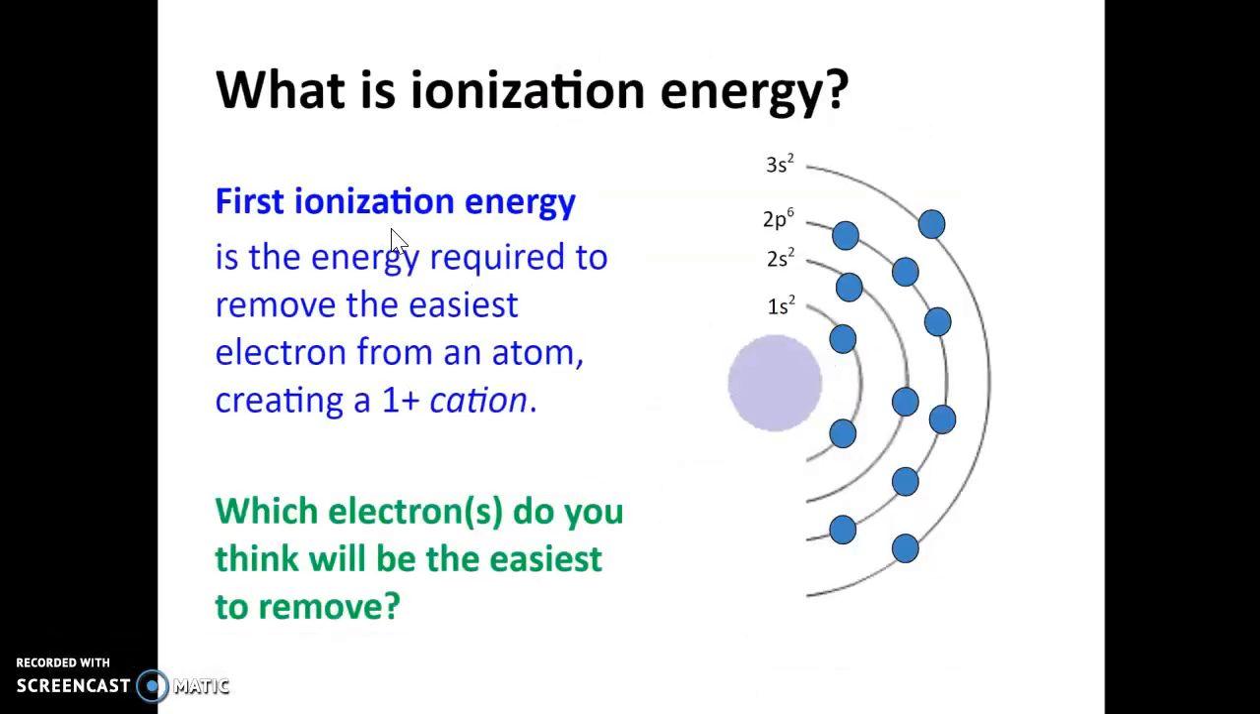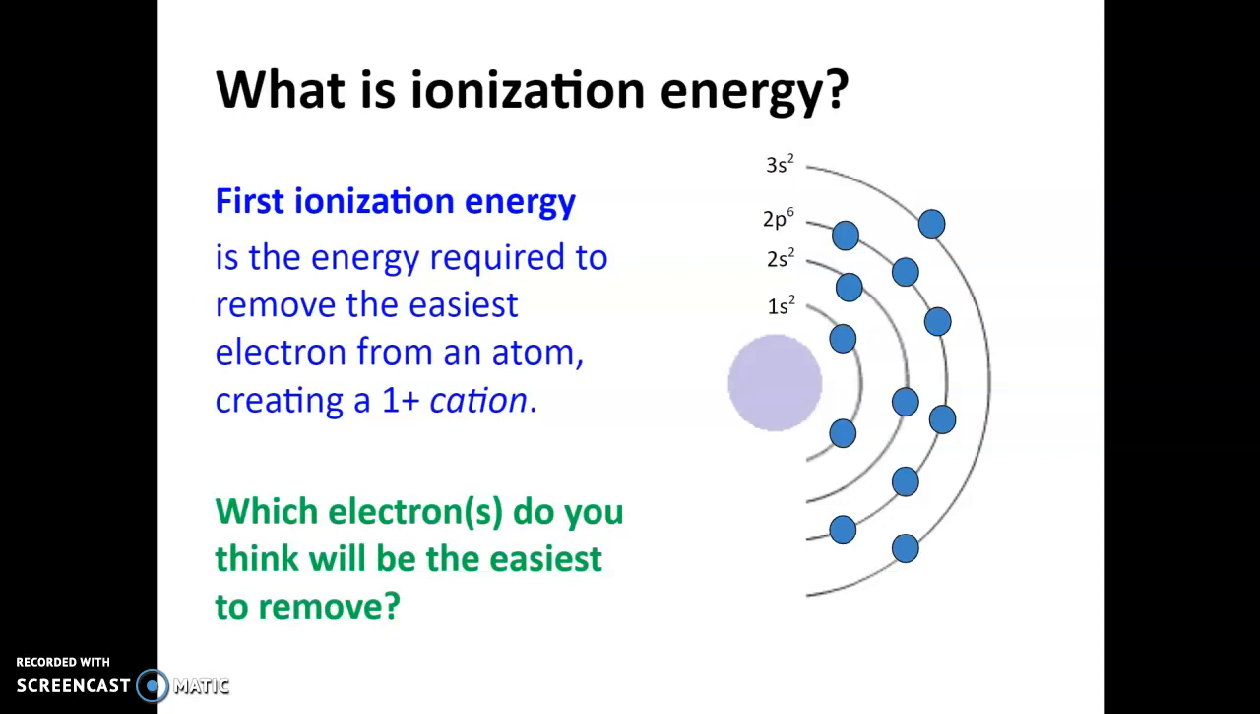Just a little recap. We talked about ionization energy when we were talking about periodic trends, but just to review, first, ionization energy is the energy required to remove the easiest electron from an atom, which creates a 1+ cation. If you look at this image on the right side of the screen, this is an atom. I've depicted it as the Bohr model.